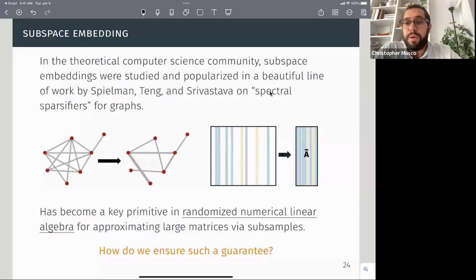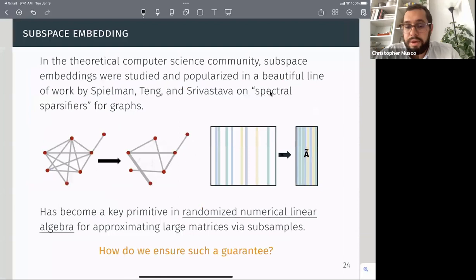One of the first places they became popular in theoretical computer science was in understanding graph sparsification methods. There's a beautiful line of work by Spielman, Tang and Srivastava on spectral sparsifiers for graphs, which have all sorts of algorithmic applications. Basically, the idea is you take a dense graph and you remove a bunch of the edges to get a sparse graph, but then argue that you can do operations on the sparse graph that approximate the dense graph. These are very well used, and it turns out you can frame the graph sparsification problem exactly as a subspace embedding problem. Subspace embeddings have also been important in randomized numerical linear algebra. The idea there is to use random sketching and sampling matrices to speed up linear algebra algorithms. One thing we often try to prove is that those sketching or sampling matrices satisfy subspace embedding guarantees, and that allows them to be used for things like approximate low rank approximation.